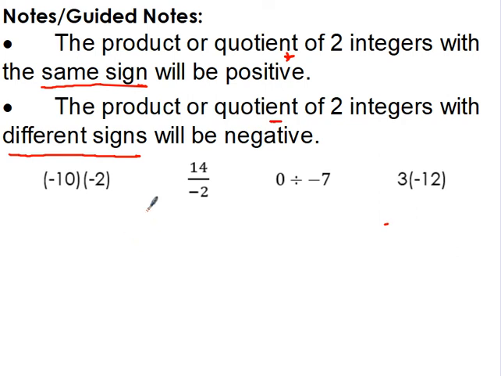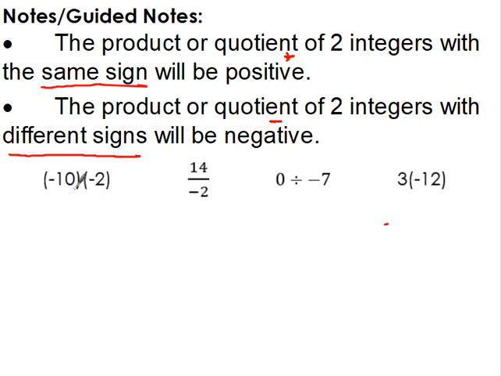And that is it. You don't have to worry about which number is bigger, which number is smaller. You don't have to worry about adding the opposite or changing any signs. It's always just, if you multiply or divide two numbers with the same sign, the answer is always positive. If you multiply two numbers with different signs, the answer is always negative. So here's a couple of examples.